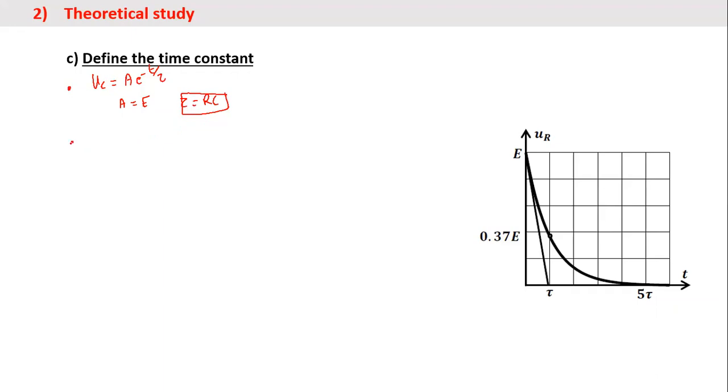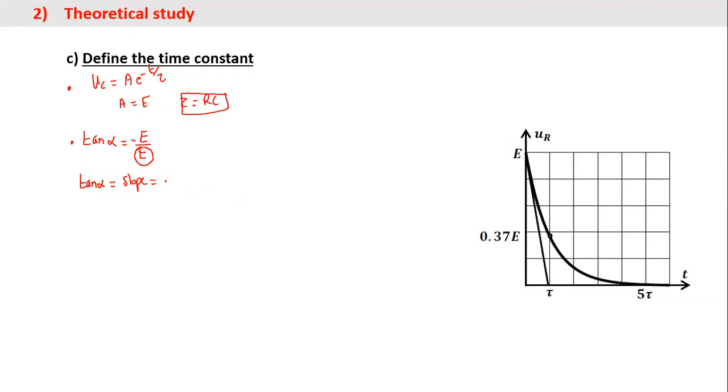Another way, we can use the tangent. So we know that tangent alpha is equal to the opposite over the adjacent. So we'll get E over T, but since it's decreasing, we'll put minus E over T. The question is to verify that T is equal to tau. But we also know that tangent alpha is equal to the slope of the tangent. So the slope here, it's a decreasing line.